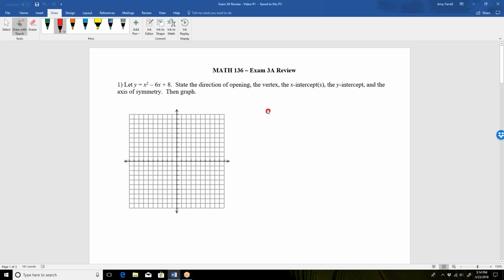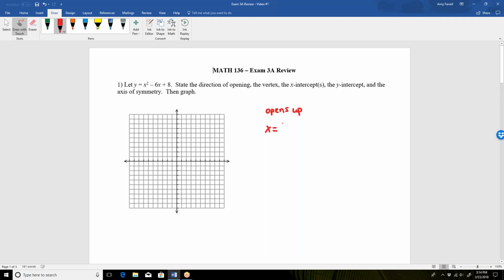So beginning here, this parabola opens up. I can tell that because the leading coefficient is a positive 1. And so if your a of ax squared plus bx plus c is positive, your parabola is going to open up. If it's negative, it'll open down.